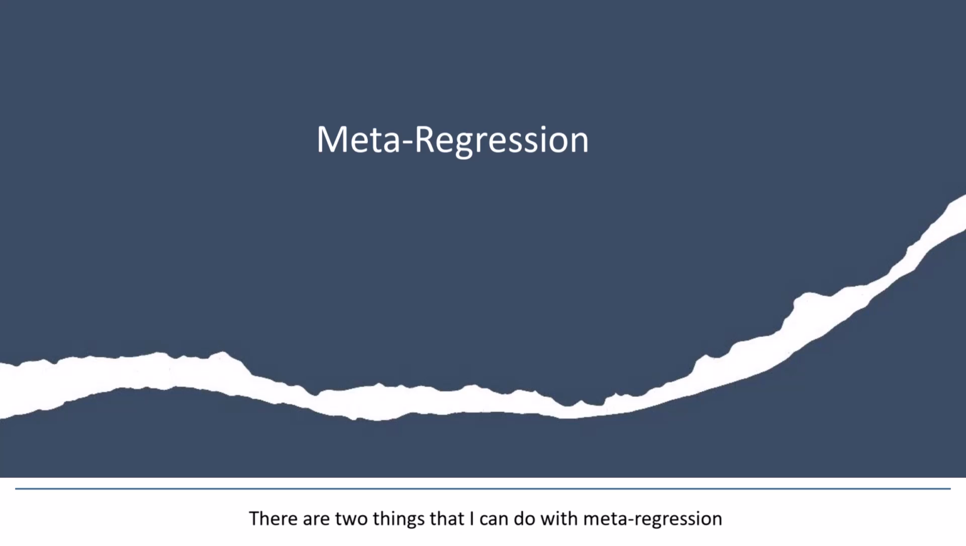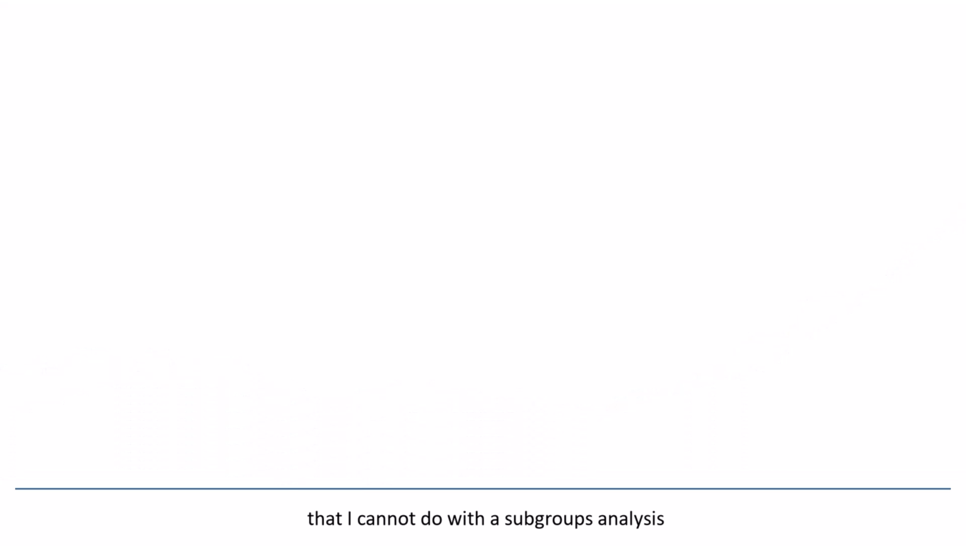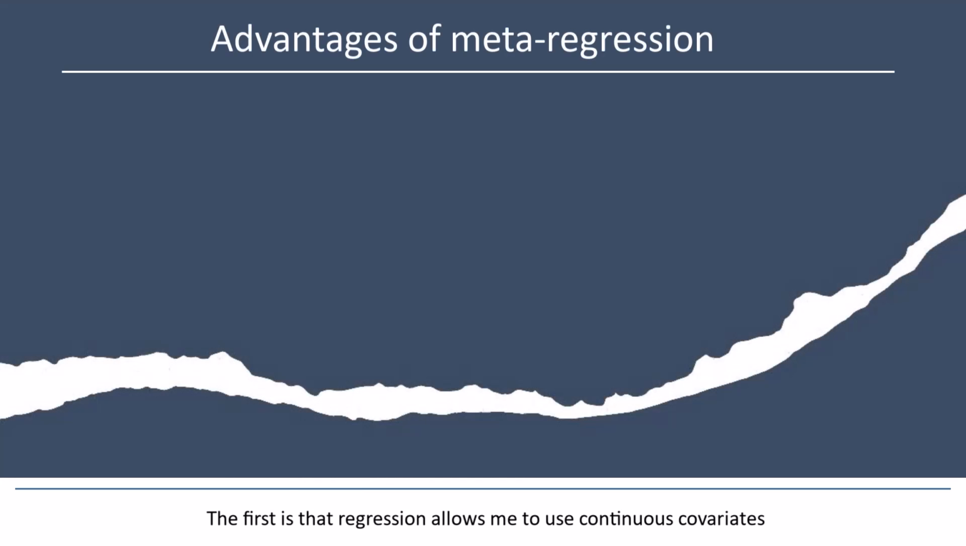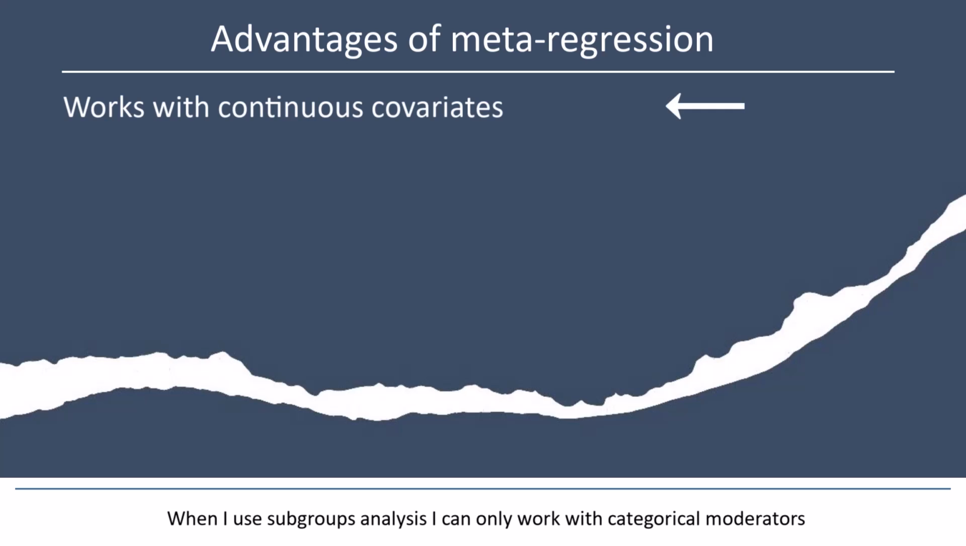There are two things that I can do with meta-regression that I cannot do with the subgroups analysis. The first is that regression allows me to use continuous covariates. When I use subgroups analysis, I can only work with categorical moderators. In fact, that's the reason I classified the studies into two groups, 8 or younger versus 9 or older. I could have also created more than two groups, but would always be limited by groupings. By contrast, when I use regression, I can use the actual age as a predictor.